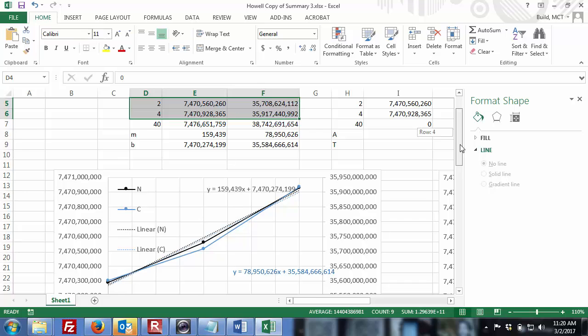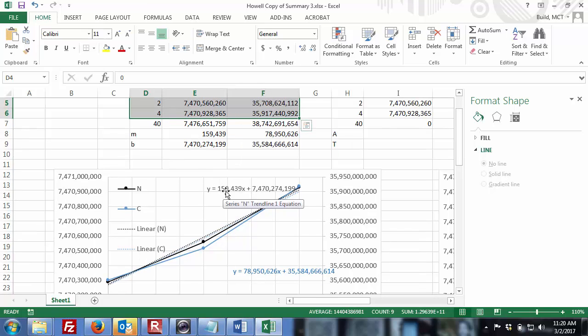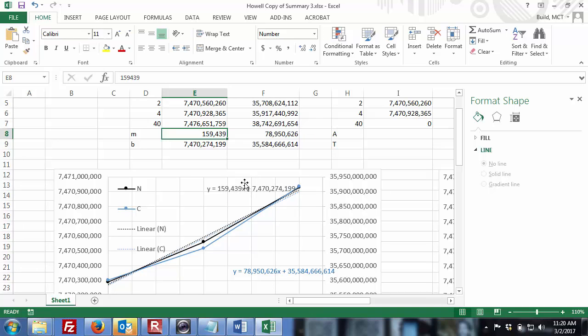Excel will then give you M, which is right there. M equals 159,439, plug it in, boom. B, which is the y-intercept, 7,470,274,199, boom, that gets plugged in, and that gives you your predicted value, your extrapolated value.